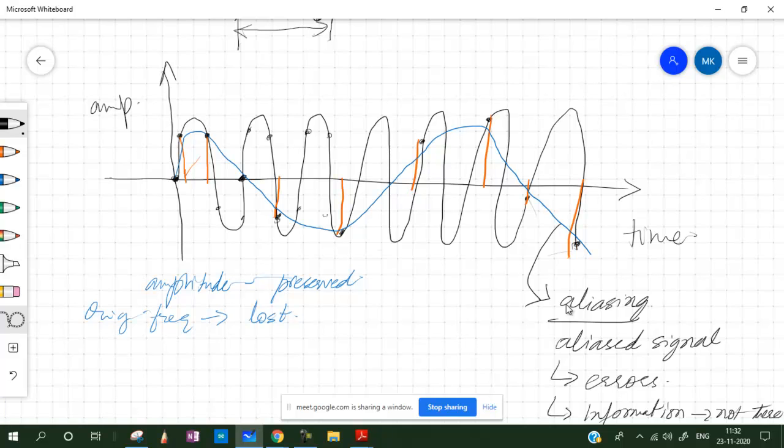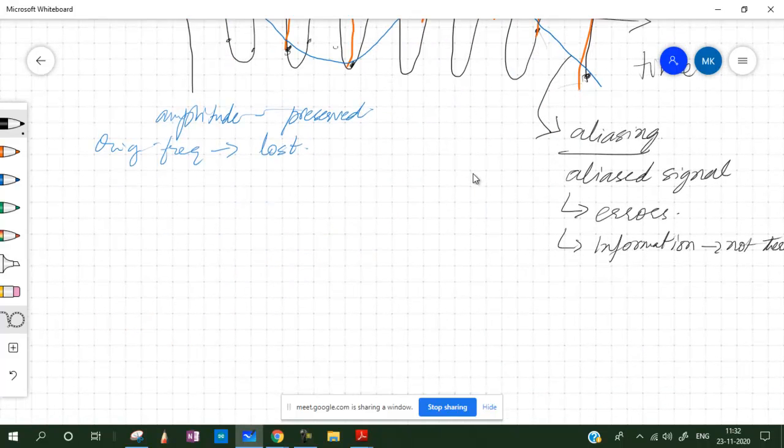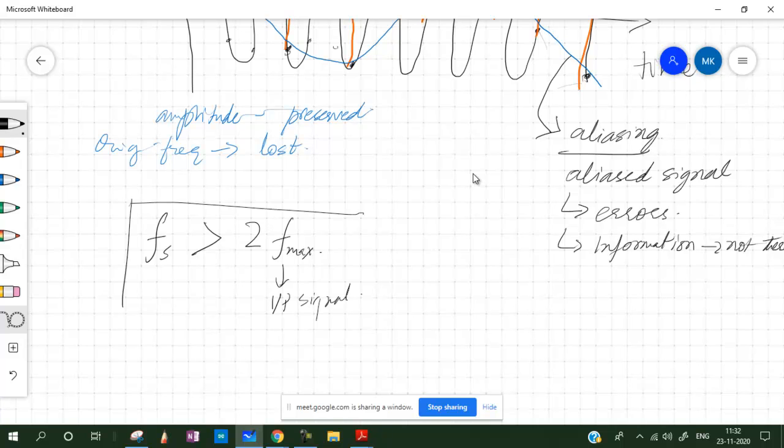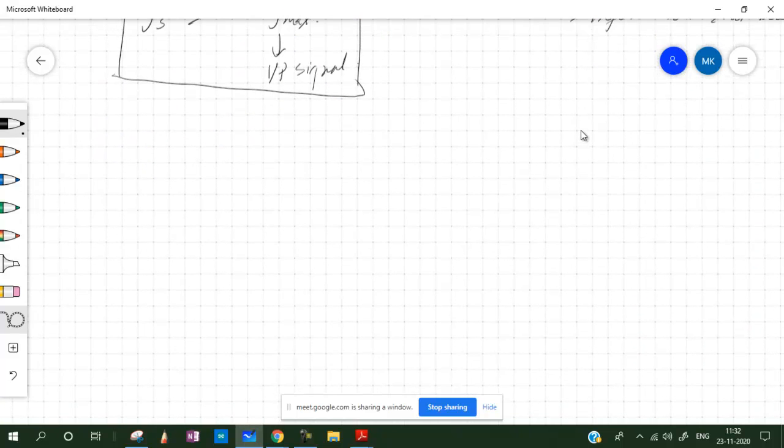All right, so that's why we can write it here. Let's say the fs, which represents the frequency with which we sample, should be more than 2 times the maximum frequency associated with the input signal. If we do this, we are sure that we will be reconstructing the original signal back. Okay. So there are two things associated with analog to digital conversion.